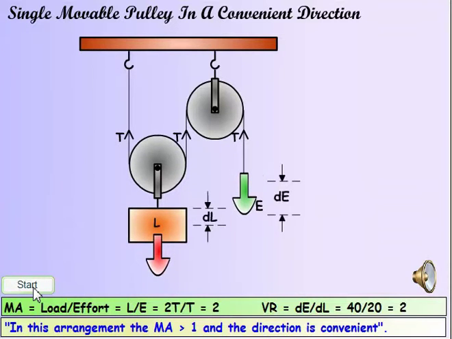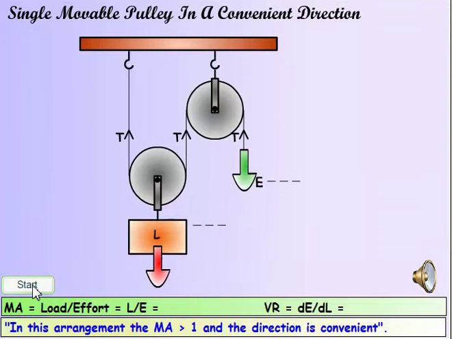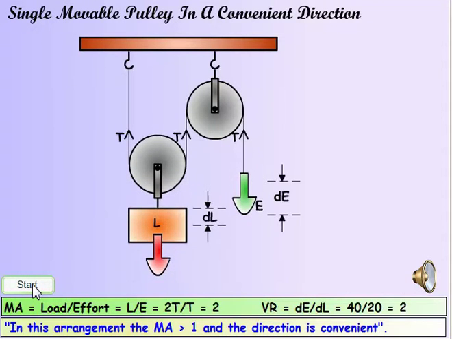Pulling an object upwards is not as convenient as pulling it downwards. You can achieve this by adding a fixed pulley to a movable pulley. The load is attached to the movable pulley, so that the load can be reduced by half. The string is then passed over a fixed pulley, so it is convenient to pull it downwards.